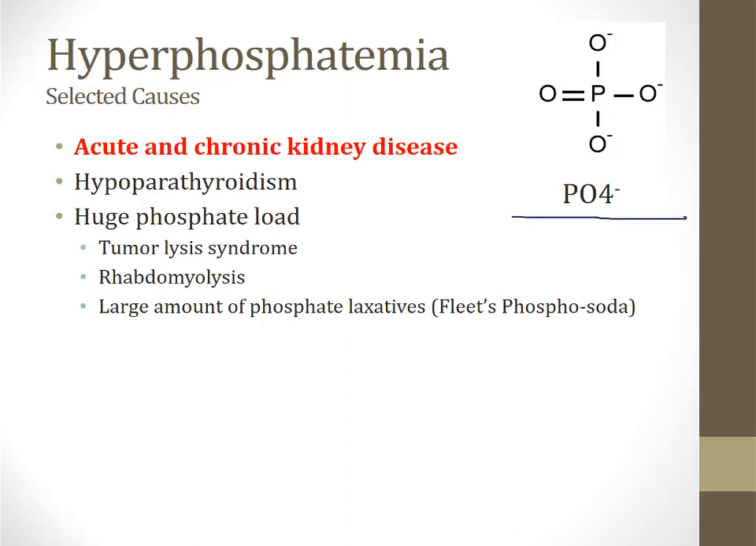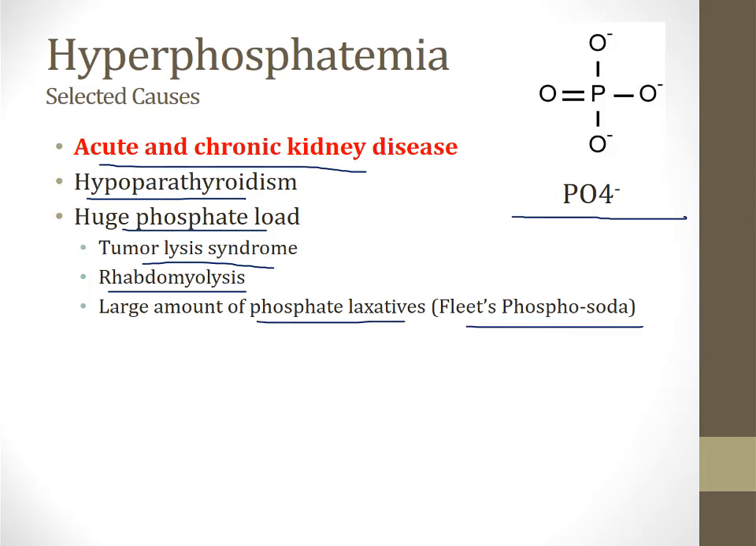The classic cause of this problem is acute or chronic kidney disease, which I'll talk about on the next slide. You can also see elevated phosphate levels in hypoparathyroidism. And finally, you can see it anytime there is a huge phosphate load. So in the tumor lysis syndrome, lots of phosphate spills out of cells. This raises the serum phosphate level. The same thing happens in rhabdomyolysis when muscle cells die. You can also rarely see this in patients who consume large amounts of phosphate-containing laxatives like Fleet's phosphosoda.